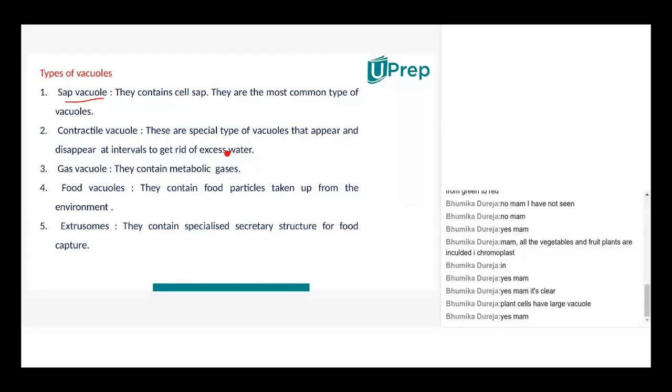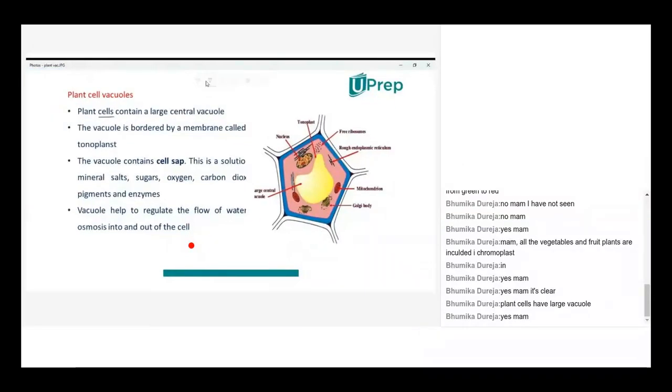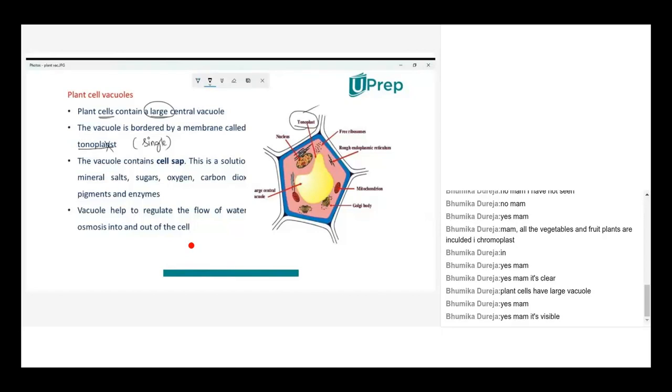So what are the types of vacuoles we are discussing here? In the plant, you'll have a large central vacuole, and the membrane around the vacuole is a single membrane, not like the mitochondria and chloroplast double membrane. That membrane is called tonoplast. Tonoplast is the correct spelling. Observe it. So the vacuole is surrounded by a single membrane called tonoplast.